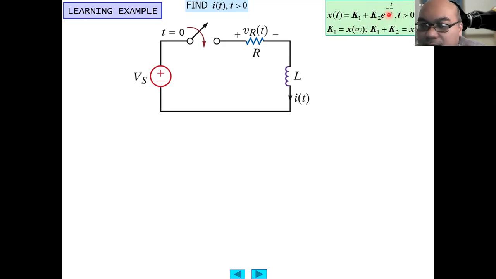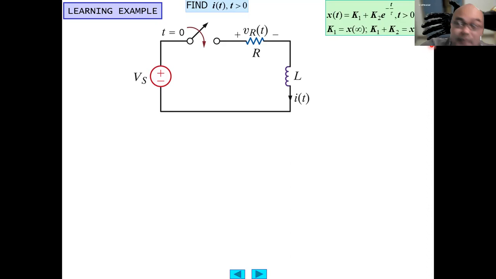K2 is calculated from the initial value and K1. So at T approaches infinity, Xt will equal K1 here. At T equals 0, the initial value, X0 equals K1 plus K2. So please remember this, memorize this.